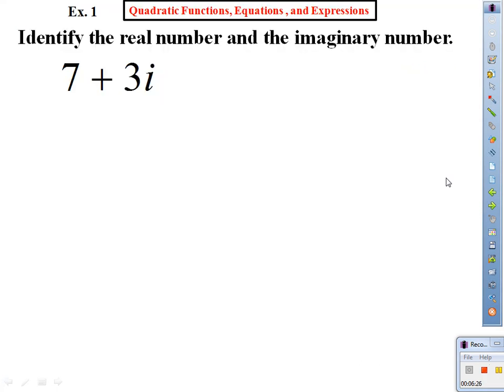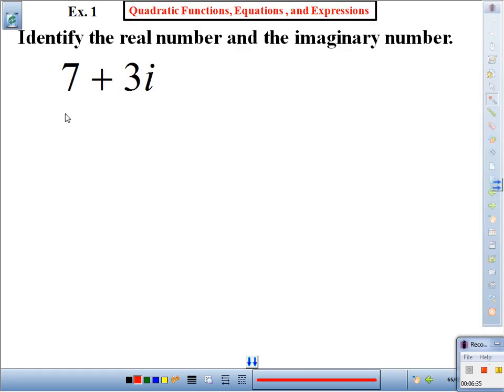Copy this one, example 1. Focus, please. It says, identify the real number and the imaginary number. Copy the instructions and then the complex number. Underneath that, I want you to write real and imaginary with those colors. Identify which one is real, which one is imaginary. Hurry up so we can go to the next one.